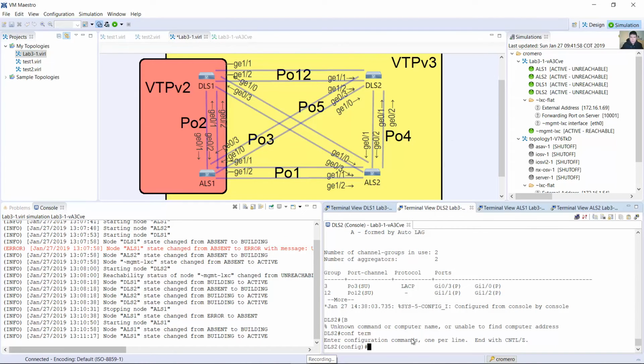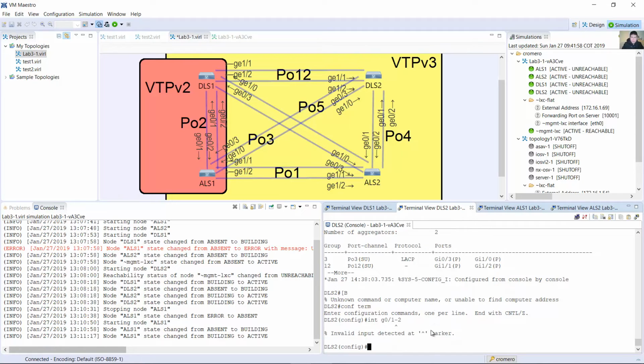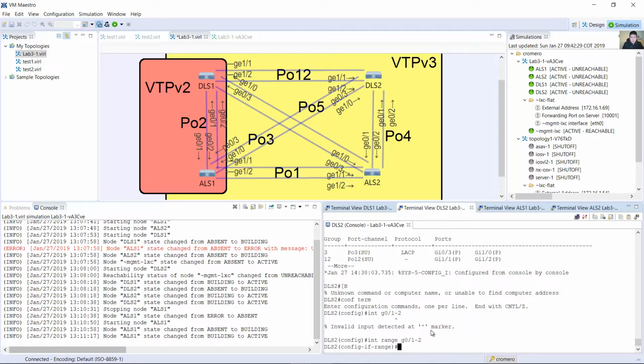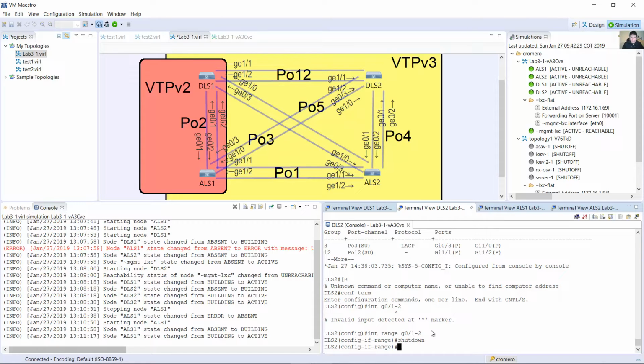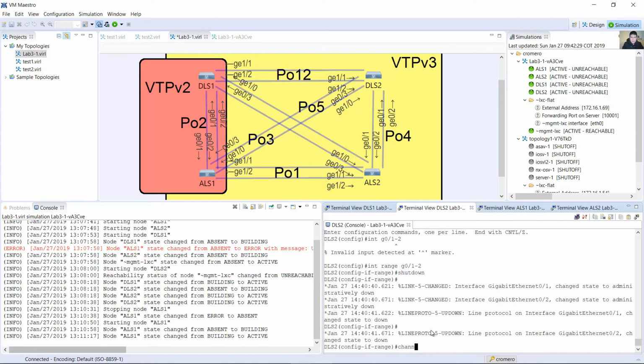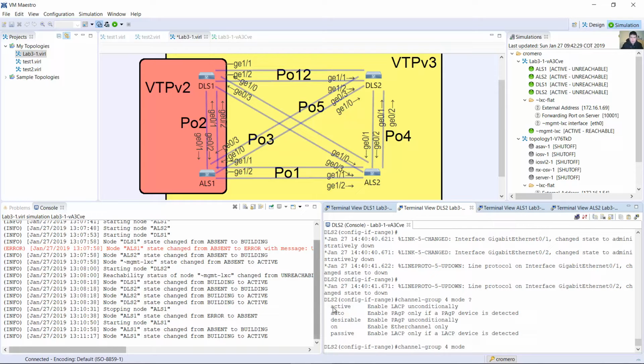Okay, first of all, DLS2 interface range gigabit 01 and 02. Shut down. Channel group 4 mode question mark. Okay, active enables LACP unconditionally. Okay, no conditions. Passive enables LACP only if a LACP device is detected on the other side.